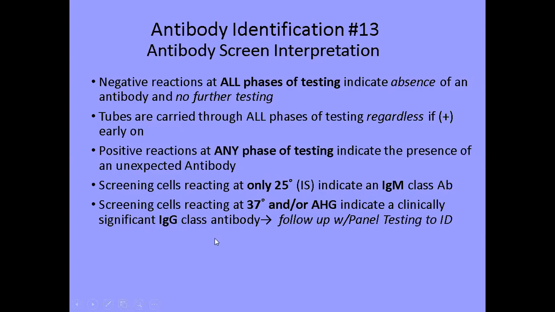And if we do identify that our patient has an unexpected antibody, remember, they may react with just one screening cell. They don't have to react with all of them. Reacting with one is enough. We need to follow up with panel testing to identify their antibody or antibodies.